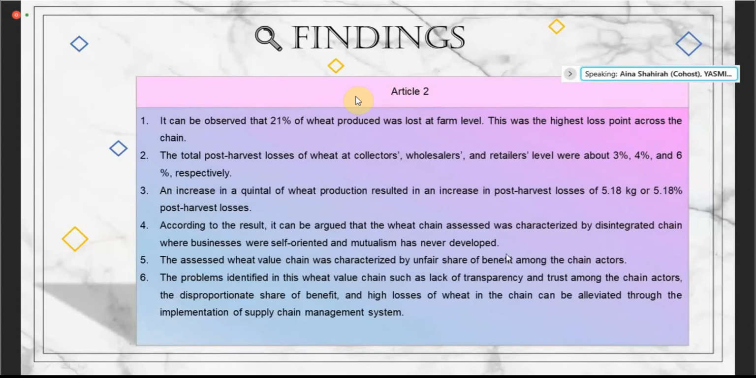According to the result, it can be argued that the wheat chain was characterized by a non-integrated chain where businesses were self-oriented and mutualism has never developed. The assessed wheat value chain was characterized by an unfair share of benefit among the chain actors. The problems identified in this wheat value chain, such as lack of transparency among the chain actors, unfair share of benefit and higher losses of wheat in the chain, can be alleviated through the implementation of a supply chain management system.